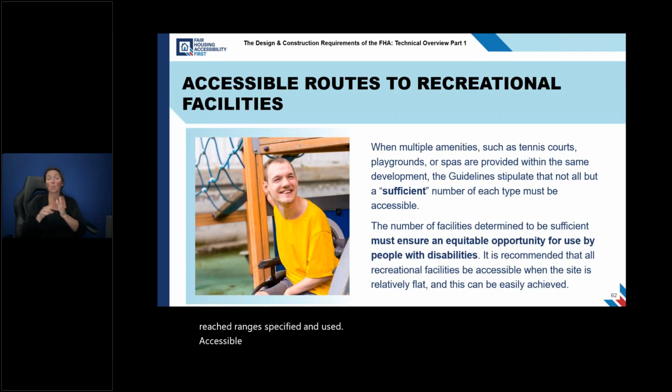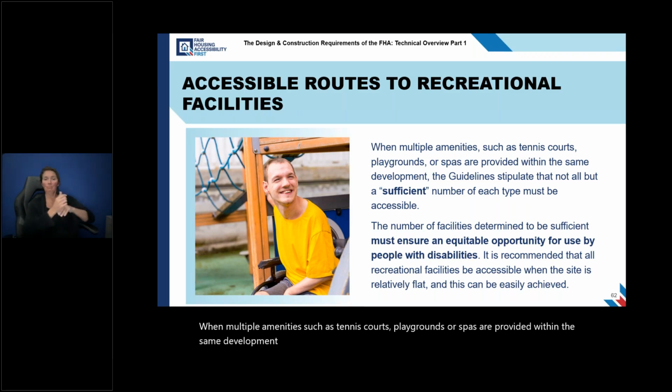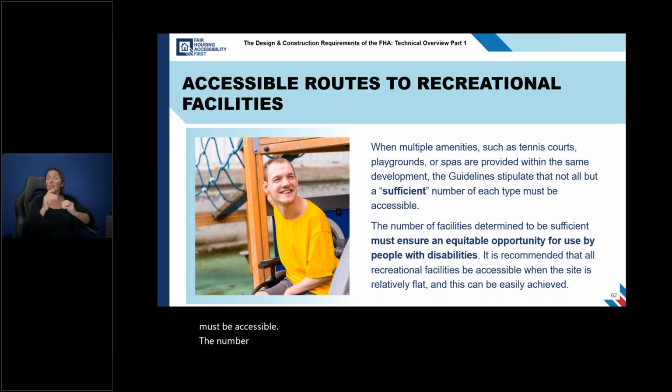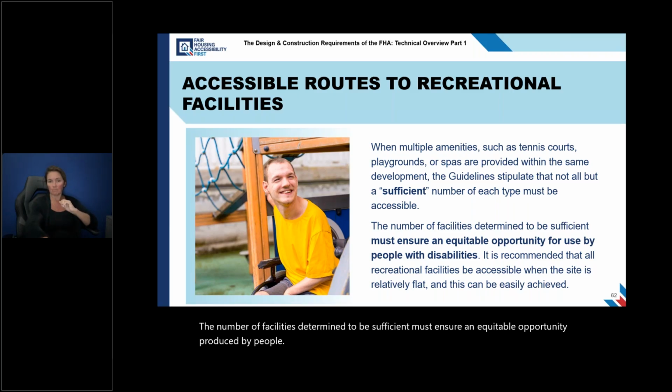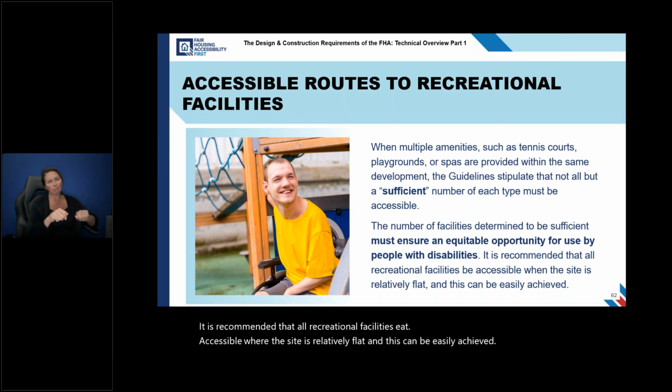Accessible routes to recreational facilities. When multiple amenities, such as tennis courts, playgrounds, or spas, are provided within the same development, the guidelines stipulate that not all, but a sufficient number of each type must be accessible. The number of facilities determined to be sufficient must ensure an equitable opportunity for use by people. It is recommended that all recreational facilities be accessible where the site is relatively flat, and this can be easily achieved.